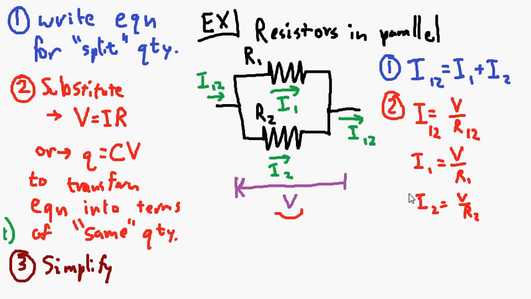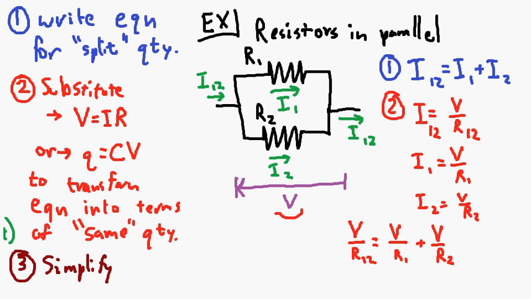I'm making this way more detailed than it needs to be. Once you're good at it, you won't want to do all this. So I substitute those things into this red equation, and what I get is V over R12 equals V over R1 plus V over R2.